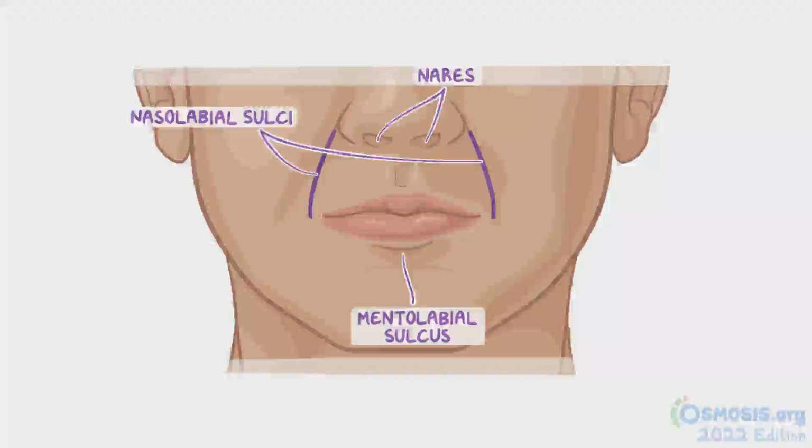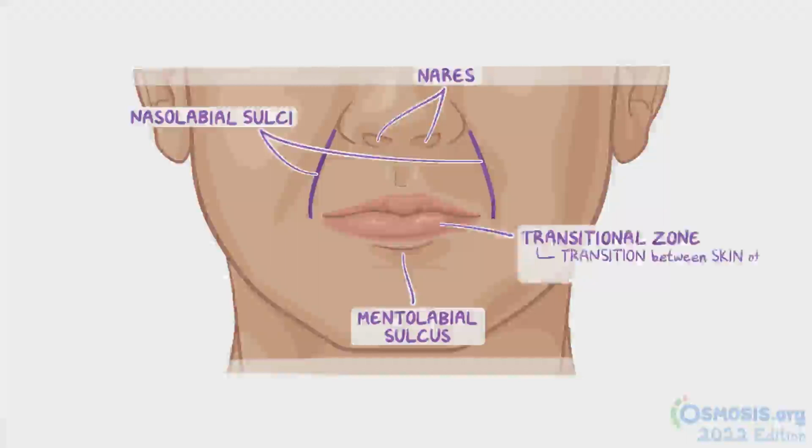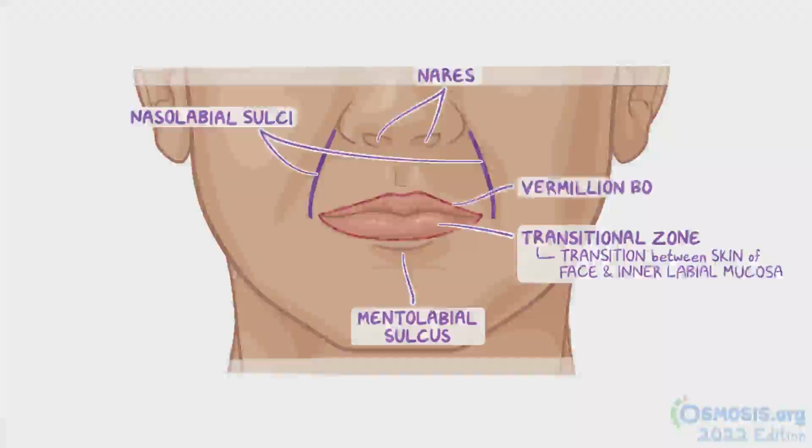The most remarkable feature is the part we're actually used to calling lips. A thin, hairless, reddish skin called the transitional zone, because it represents the transition between the skin of the face and the inner labial mucosa. The vermilion border is the outer edge of our lips that marks the limit between the skin of the face and the transitional zone. Finally, in the upper lip is the philtrum, which is a groove superior to the lips that extends from the middle of the vermilion border to the nasal septum.